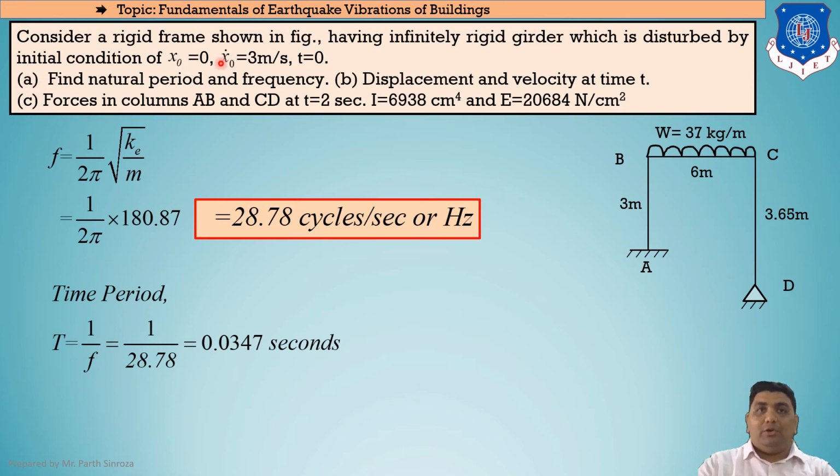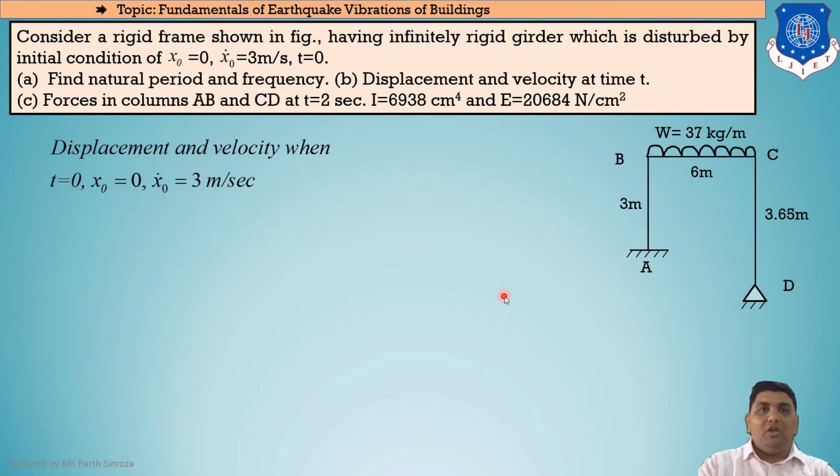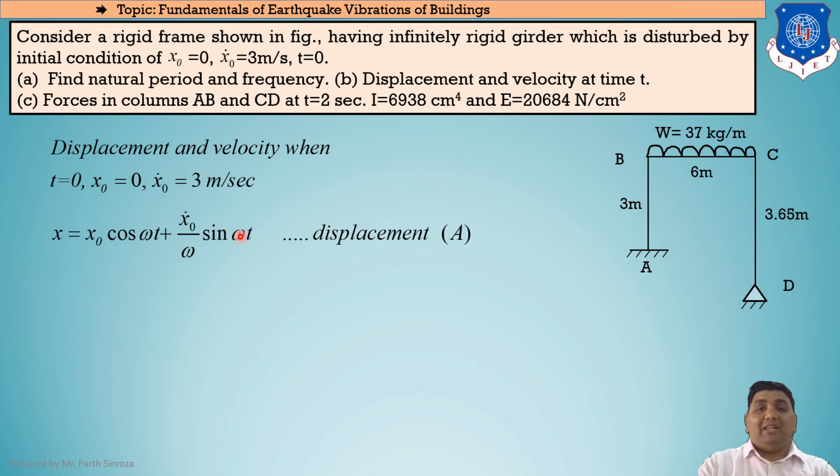Now we will be moving on to part B, that is to find displacement and velocity at time t equal to t. So for that, we have been given initial conditions that at t equal to 0, x0 equal to 0 and x dot equal to 3 meter per second. Here the displacement equation, as we can see, is x equal to x0 cos omega t plus x0 dot upon omega sin omega t. This was our displacement equation.